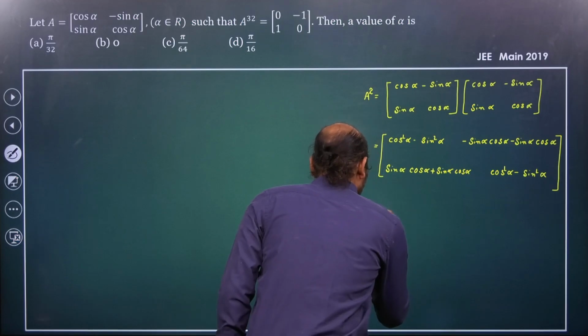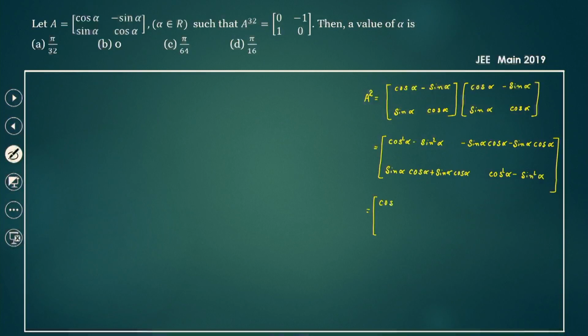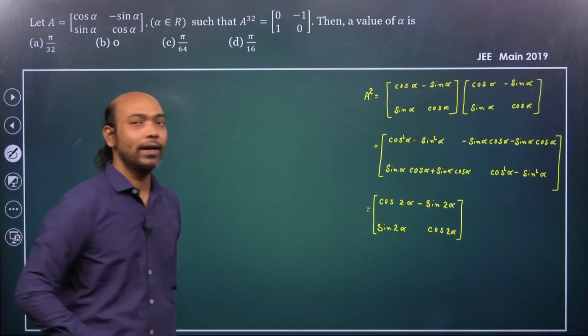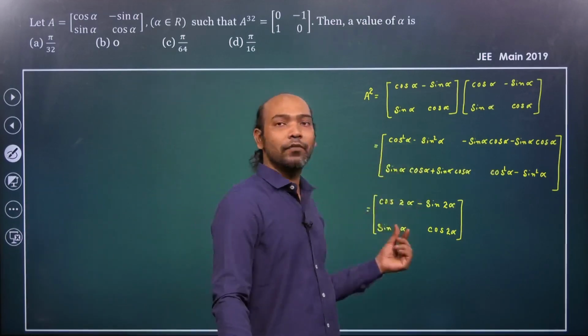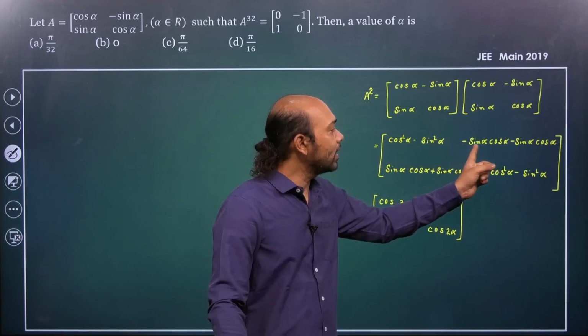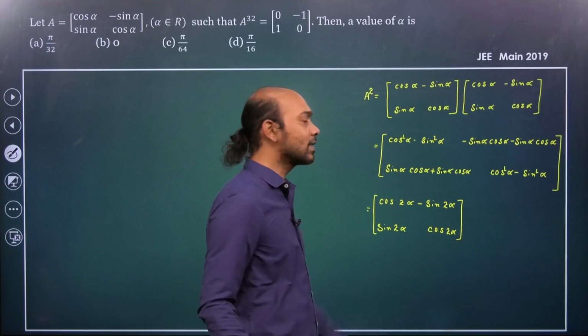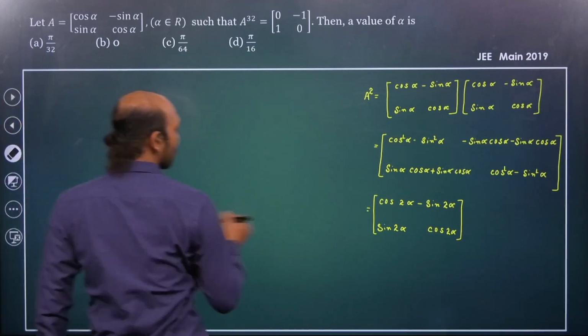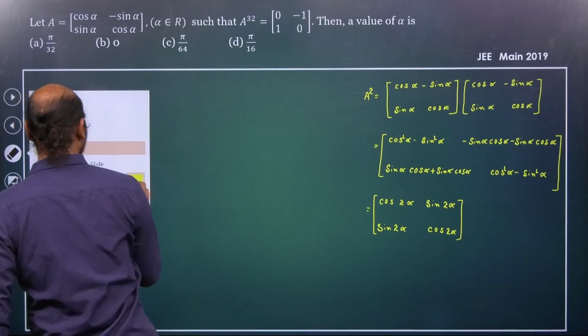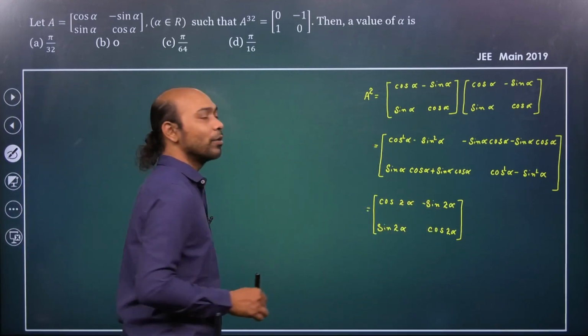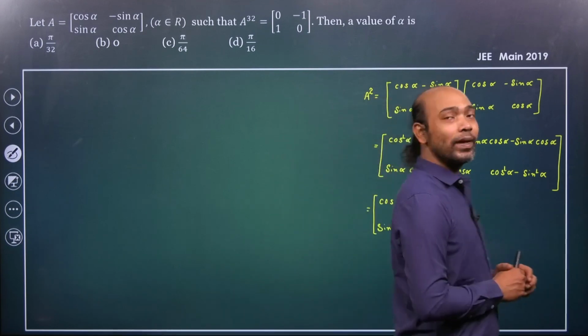Using the formula, this is cos 2 alpha, minus sin 2 alpha, then sin 2 alpha and cos 2 alpha. So now we are able to calculate A square. Why so? Cos square alpha minus sin square alpha equals cos 2 alpha, and minus 2 sin alpha cos alpha gives minus sin 2 alpha. It needs to be written a little closer, otherwise it looks like cos 2 alpha minus sin 2 alpha. Okay, that's it, we get A square.